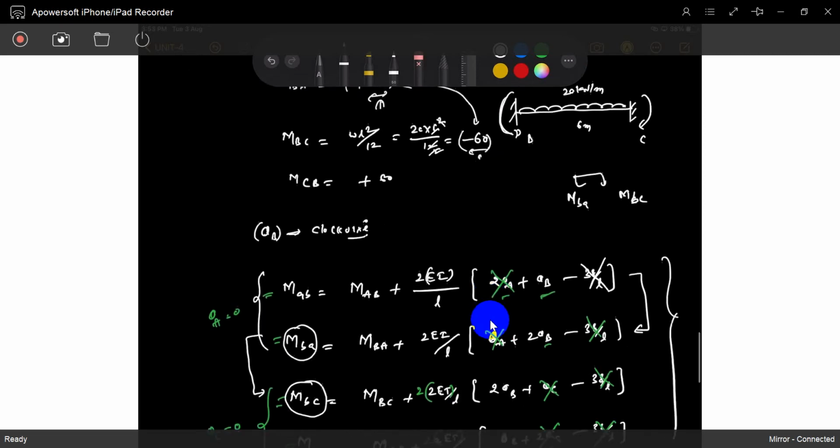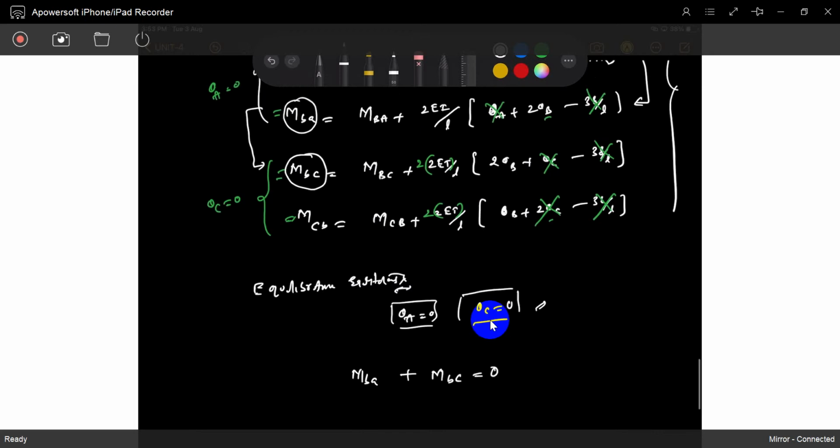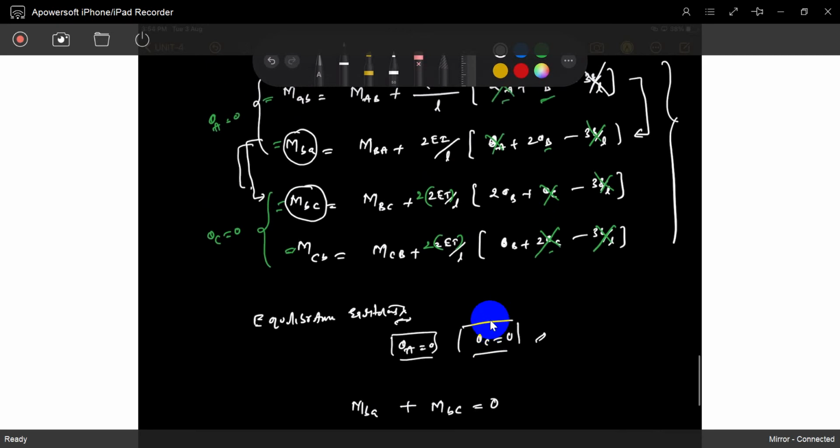So that's why MBA and MBC, taken together, get equal to 0, because one is positive, one is negative. We will get the same value. Are you understood? So just add those two, MBA and MBC. What will you get?